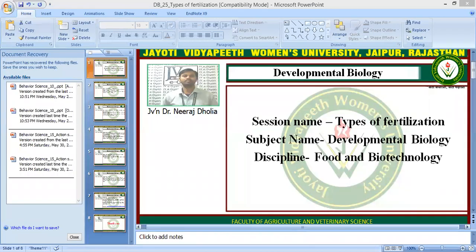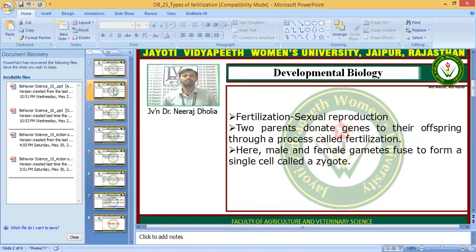So students, today we will discuss the topic, the types of fertilization. This comes under the subject developmental biology. So let's start. What is fertilization? Fertilization is a process of fusion of the male and female gametes. Gametes are the sex cells of the male and the female, and the fertilization process is a characteristic feature of sexual reproduction.